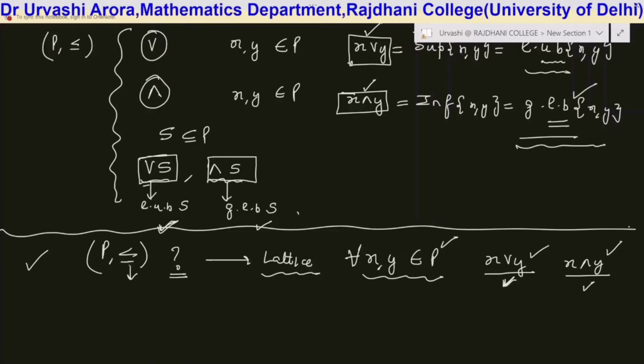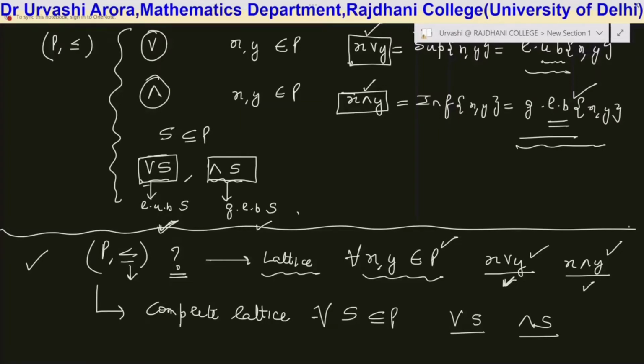Examples, of course, we'll be taking. Now the next question is: when is this non-empty poset P, ≤ said to be a complete lattice? This poset P is said to be a complete lattice if whatever subset S of P you may take, the join of S and the meet of S always exist. If this happens for every subset S of P, then you say that the poset P is a complete lattice. So these are two simple definitions of lattice and complete lattice.